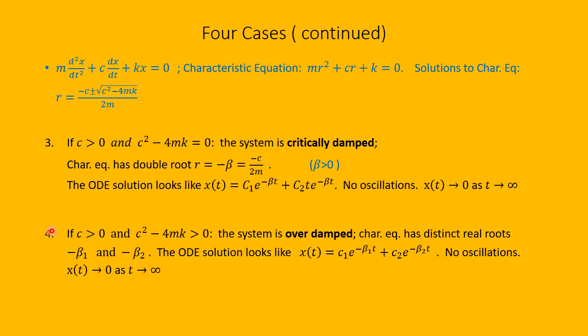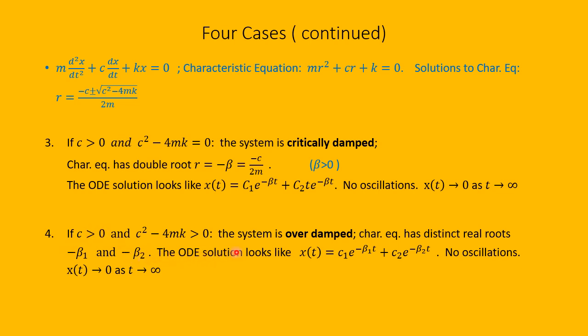The fourth situation is overdamping. If you still have a positive damping constant and c squared minus 4mk is greater than 0, then when you look up here, you're going to have the square root of a positive number here. In that case, the system is overdamped, and the characteristic equation has distinct real roots, which we'll call minus beta 1 and minus beta 2. Beta 1 and beta 2 are positive, so minus beta 1 and minus beta 2 are negative.